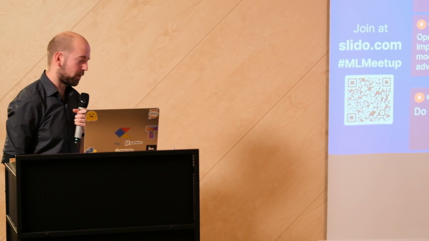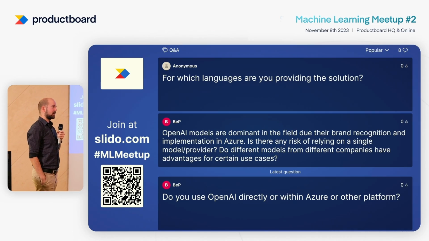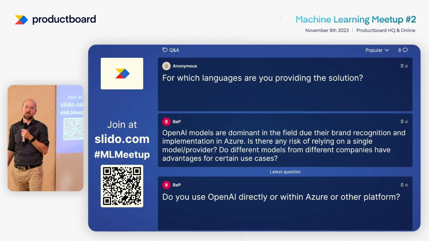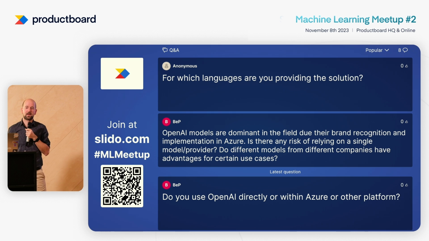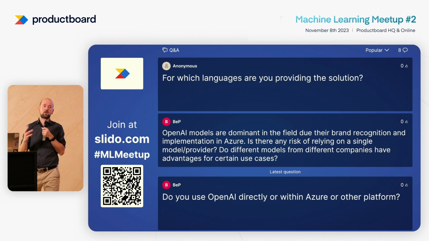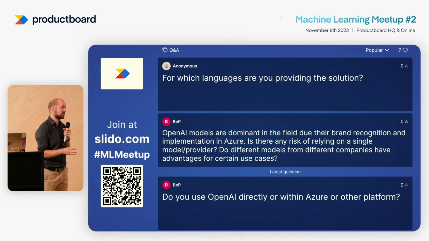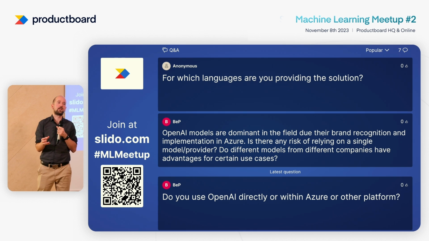For which languages are we providing the solution? Basically, the majority of customers that use Productboard use it in English, but we have customers that use it only in French, Russian, maybe Czech also, I think. For this solution, the majority of use cases work in all languages. However, the prediction that we generate is always in English.